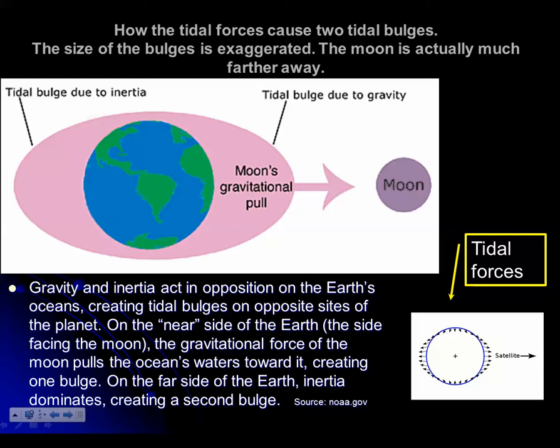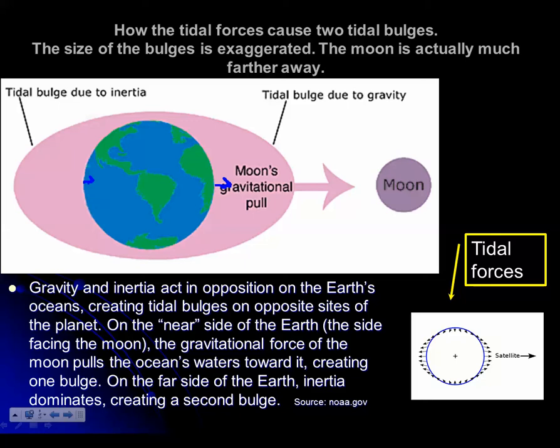So on the near side, the side kind of, you can picture it underneath the moon or the same side as the moon, the gravitational force of the moon pulls the ocean waters towards it. So there's a slight pull to the right here, and that creates a bulge on this near side. Now on the far side of the Earth, the force of the moon's gravity is not nearly as strong pulling to the right, not nearly as strong.